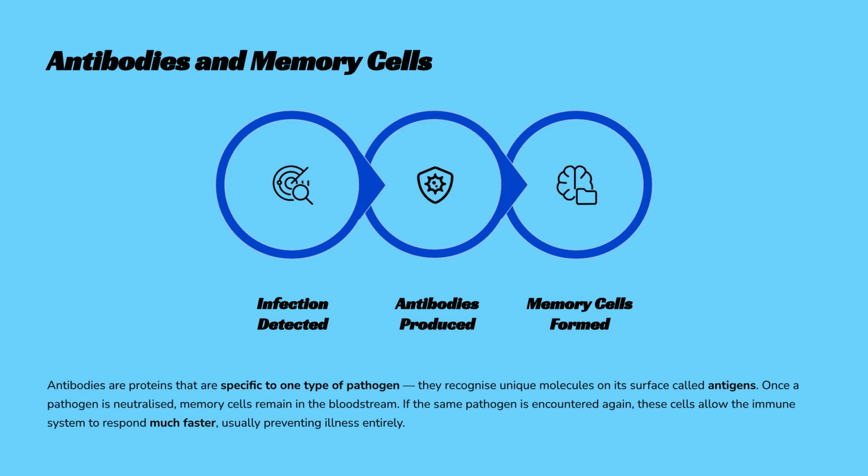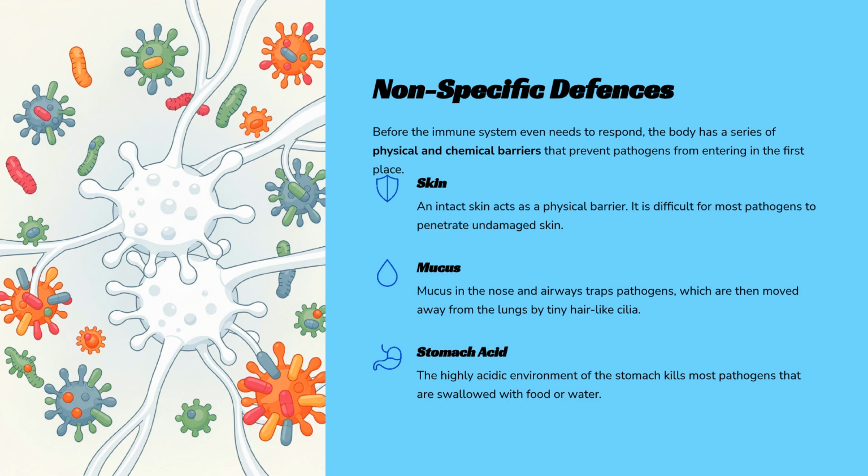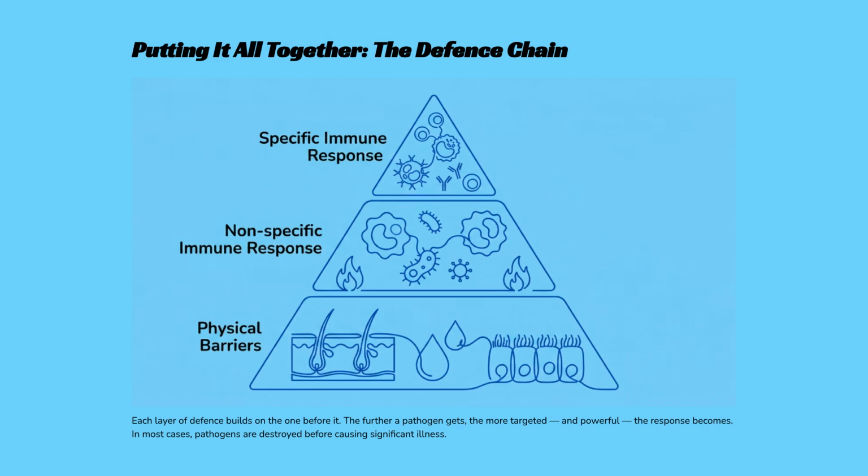It uses 2 main approaches: a non-specific response, like your skin and mucus acting as physical barriers, and a specific response where white blood cells target pathogens. White blood cells are the heavy hitters here. Phagocytes engulf and digest pathogens, while lymphocytes produce specific antibodies. Memory cells are also created, ensuring that future infections by the same pathogen are met with an even faster, stronger defense. Antibodies are unique proteins that bind to specific antigens on a pathogen's surface.